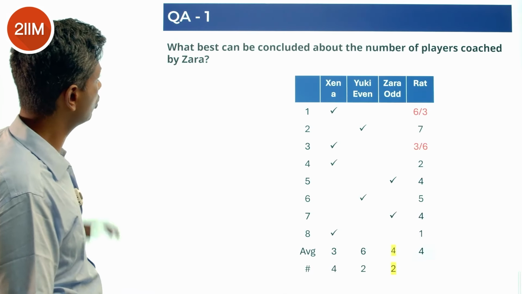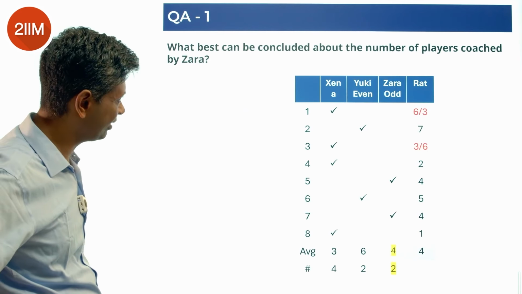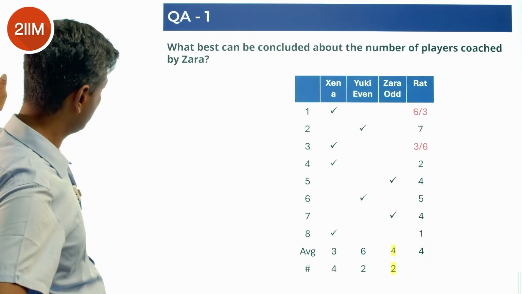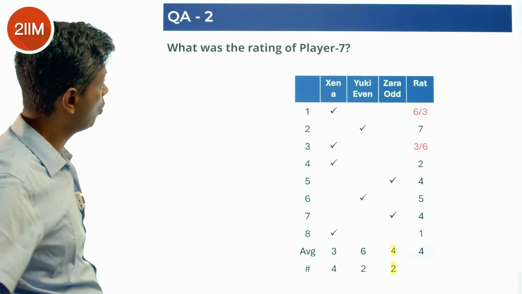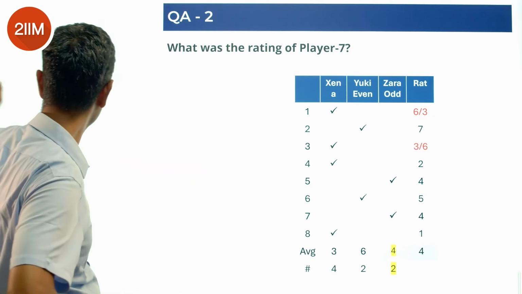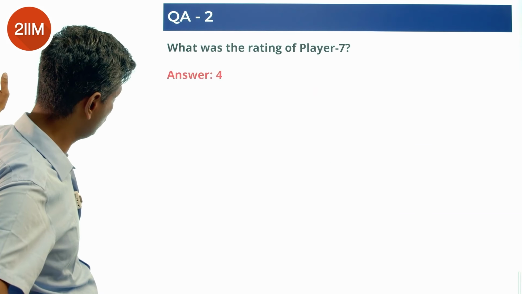What best can be concluded about the number of players coached by Zara? Exactly 2. Exactly 2. Done. What is the rating of player 7? Player 7 got a rating of 4. Nice and simple question. One of the earliest conclusions we drew.